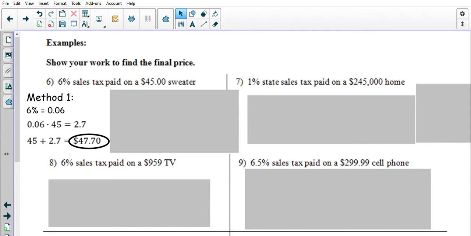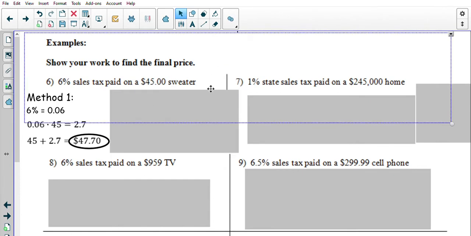So you're going to pay $2.70 in sales tax. Add that to the original price. Be careful, again, tax is added on. So the $45 plus $2.70 in tax is going to be $47.70. Method 2, I like a little bit more.